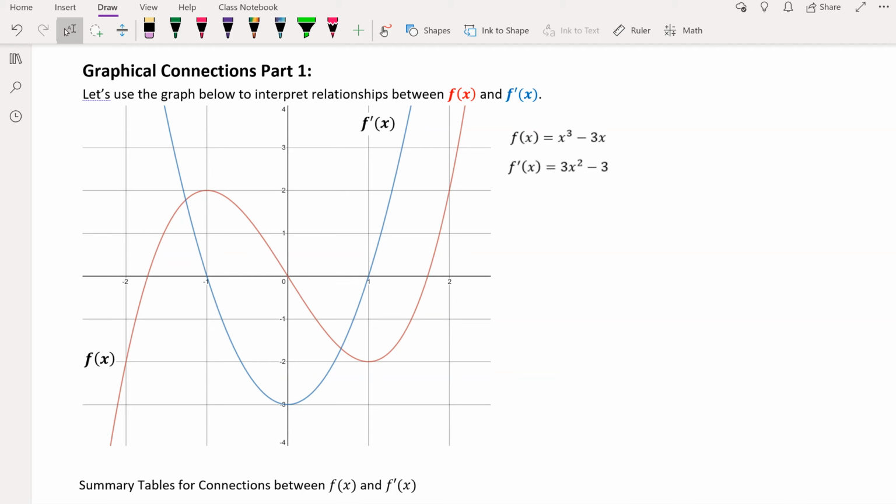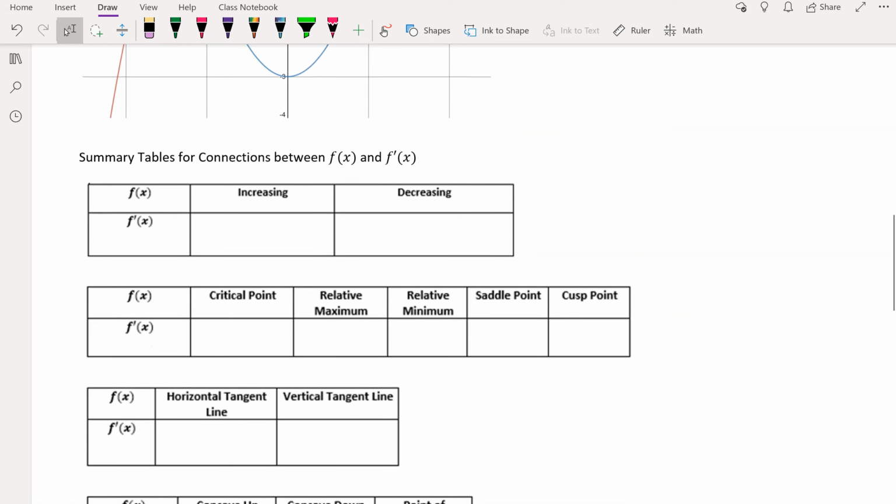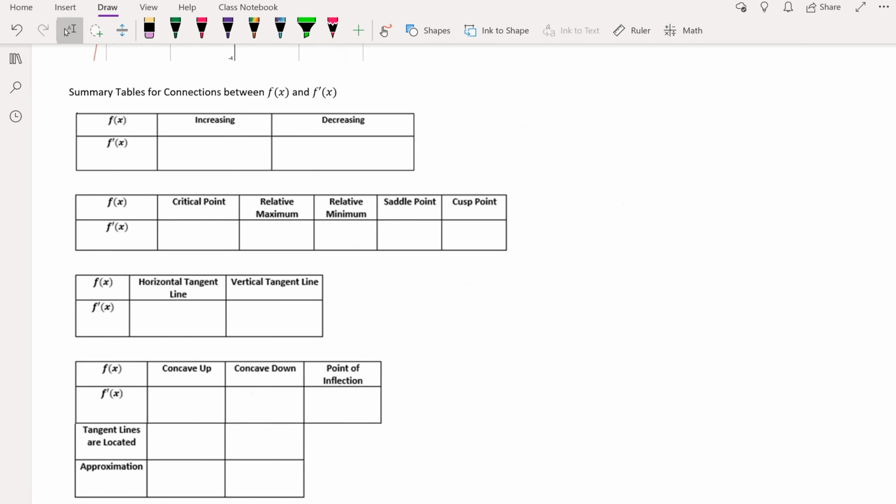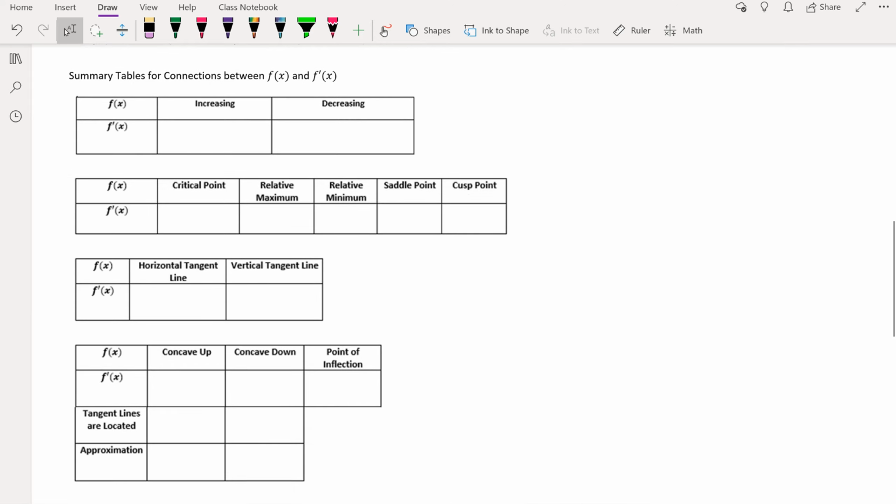And we're going to make some relationships and some connections between these. Please fill out these tables. Pause your notes for a second, and create all of these tables in your notes. They should take up like an entire page. So use this formatting, pause, and go ahead and create those tables.